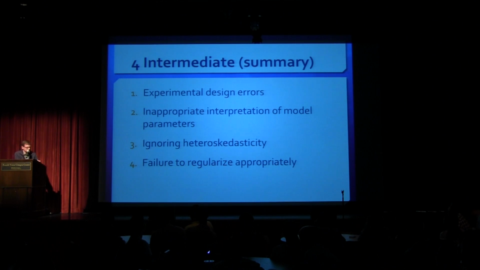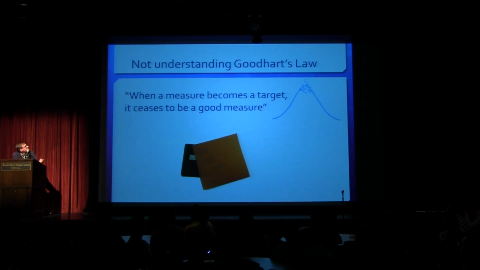So my 4 intermediate ones, let's jump ahead since I'm running short on time to my 2 advanced ones, or what I consider advanced ones. So, not understanding Goodhart's law. I just did a talk all about Goodhart's law at the DataScience pop-up that Domino hosted. That video is going to go online, so if you'd like to follow me on Twitter, I'll post it. You can see the whole talk at some point. But the short version here is that when a measure becomes a target, it ceases to be a good measure.